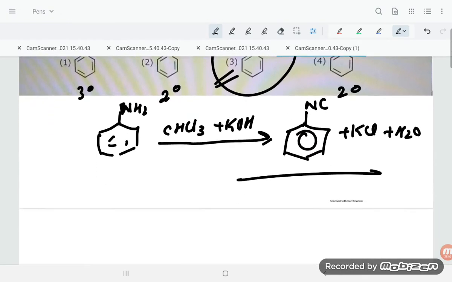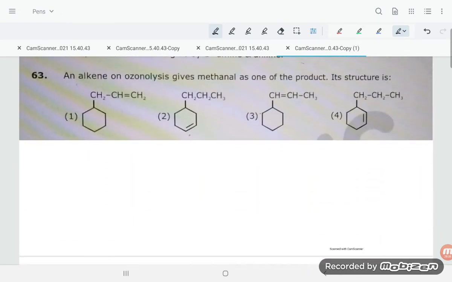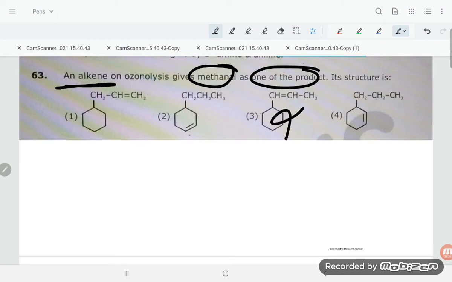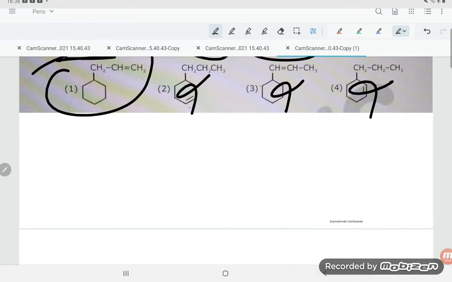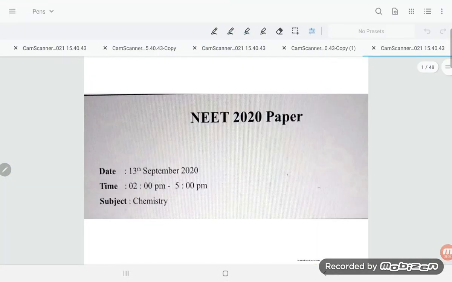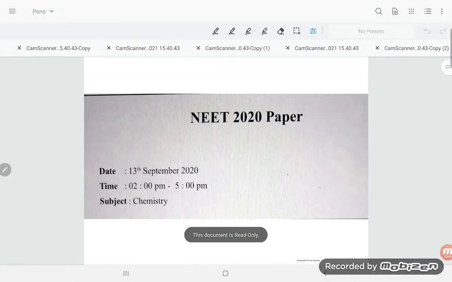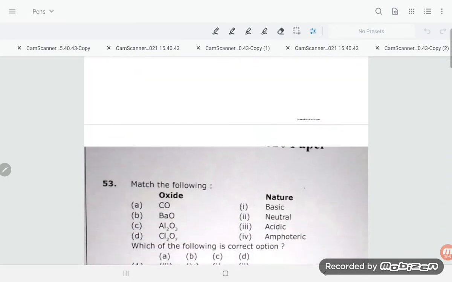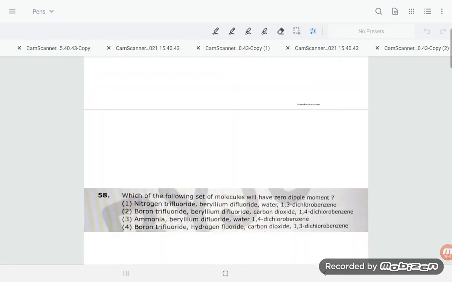Let us move to the next problem, 63. An alkene on ozonolysis gives methanol as one of the byproducts. So which alkene will give methanol as a byproduct? Here, see, this will give ethanol, this will not give methanol. The correct option will be this one, student. Question number 63.